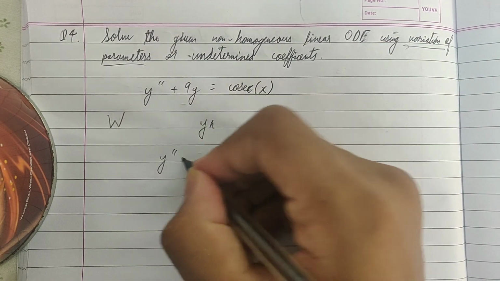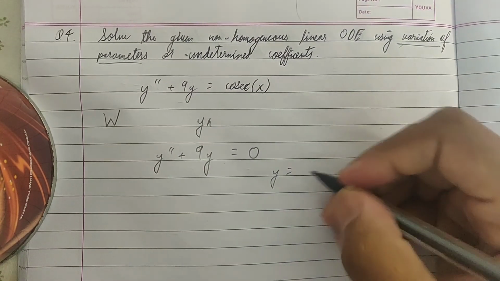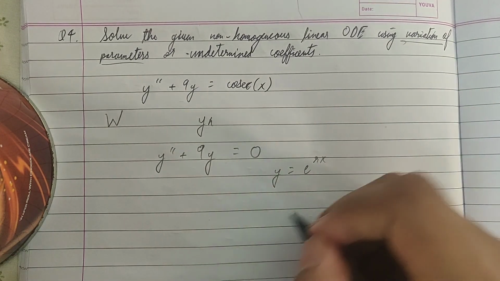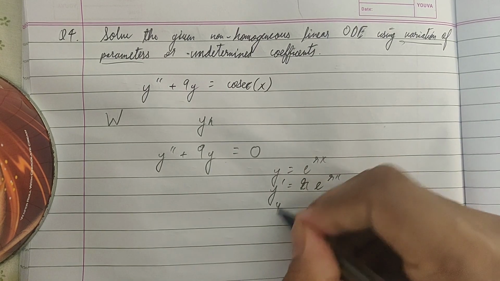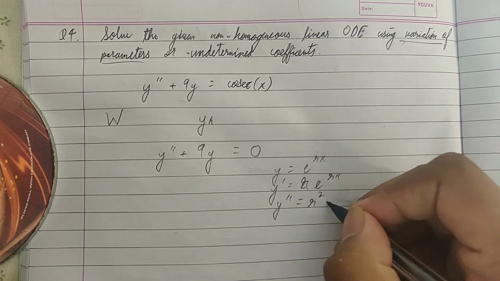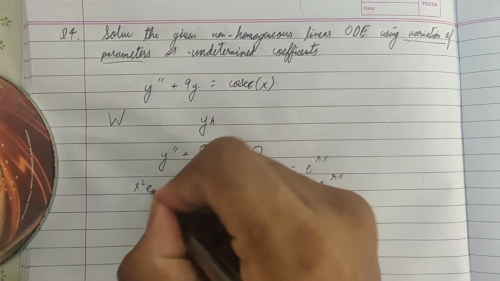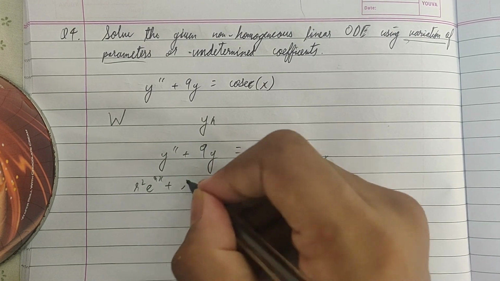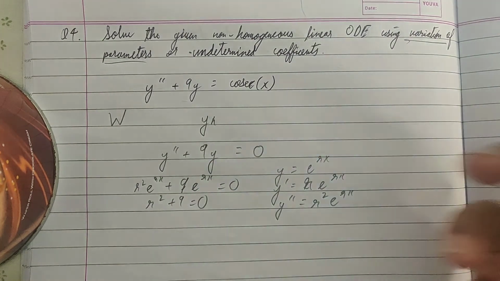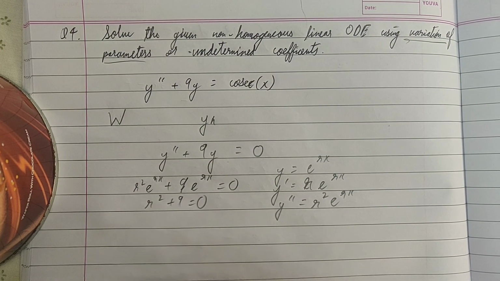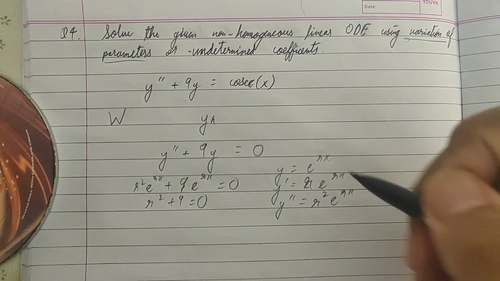So for that, let's write the corresponding homogeneous equation first. Then we'll take a trial solution e to the power rx. So y dash is equal to r e to the power rx and y double dash is equal to r square e to the power rx. So on substituting we get r square e to the power rx plus 9 e to the power rx is equal to 0, which gives r square plus 9 is equal to 0. And this is the characteristic equation. I could have directly gotten that, but I felt like this would give a much better explanation of how it is obtained.